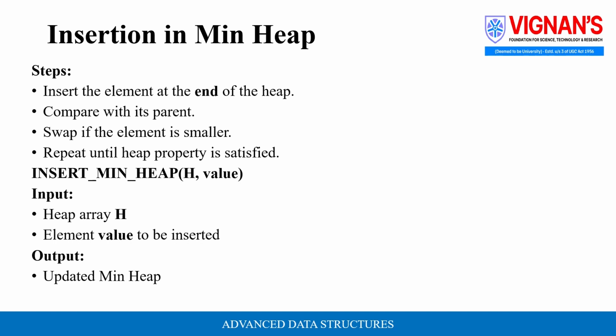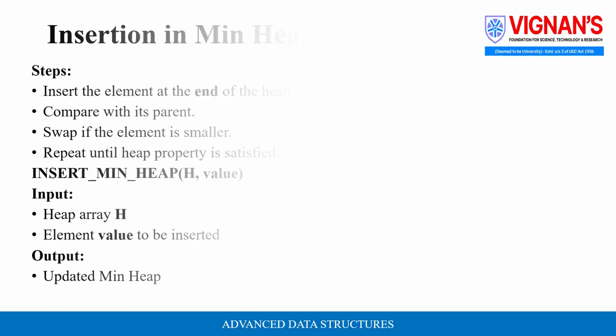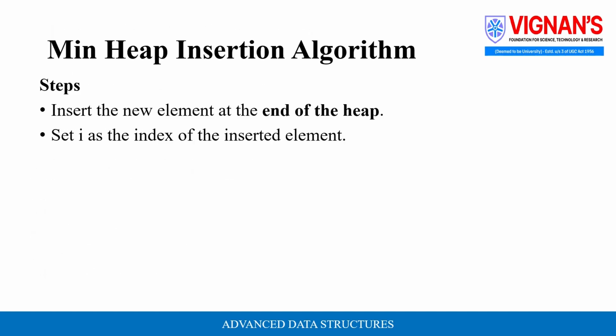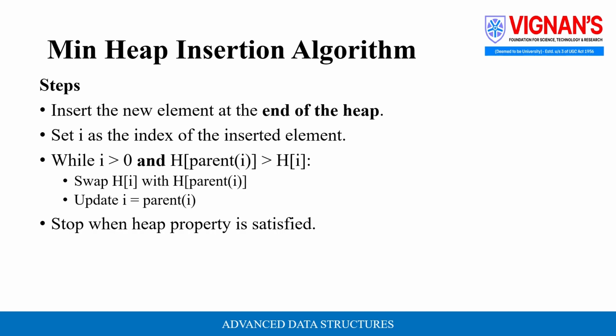Now, consider the algorithm insert min heap. The input to the algorithm is a heap array H and the element value to be inserted. The output of the algorithm is the updated min heap, where the smallest element remains at the root, and all heap properties are preserved. The min heap insertion algorithm is used to add a new element to a min heap, while maintaining the heap property. First, insert the new element at the end of the heap.